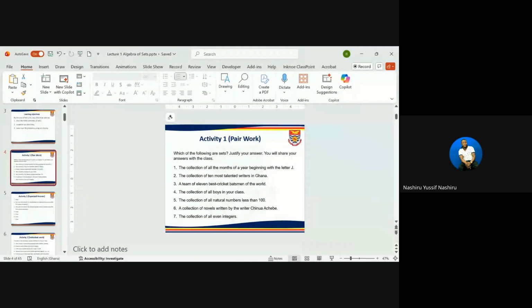Okay. Doc, can I come in? Yeah, you can. Doc, I think number 2 is a set because even an empty set is a set. When it comes to group of sets, an empty set is a set. So, like if they say 10 most talented writers in Ghana, it's a definition that they have given, the category of people that you want to group. So even if you don't have a talented writer in Ghana, it is also a set because an empty set too is a set. Thank you, sir. All right.